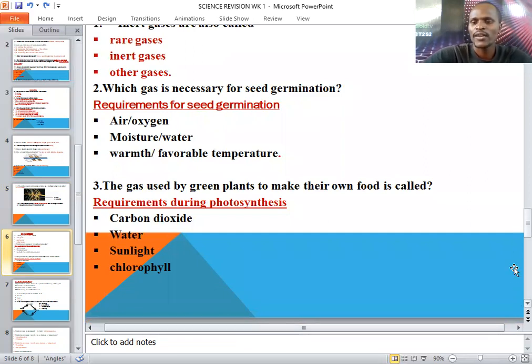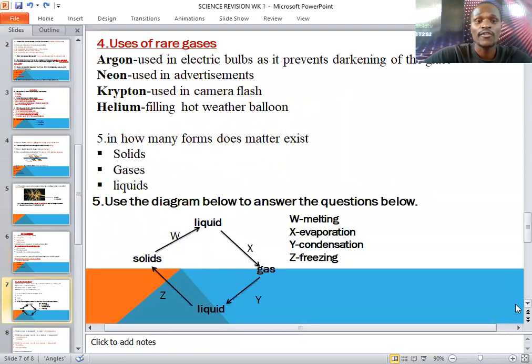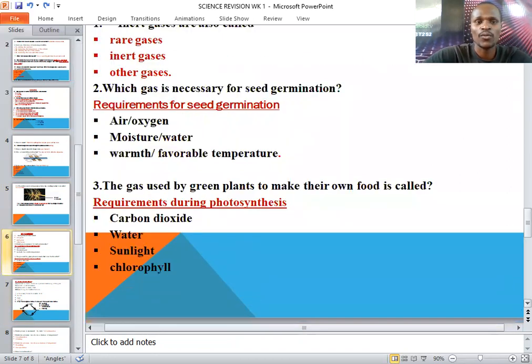So they're asking you which gas is required during photosynthesis. That was what the question was asking. Now, the requirement during photosynthesis, we need what? We need carbon dioxide, which is the gas. Apart from carbon dioxide gas, we require water, we require sunlight, and we also require chlorophyll. So apart from just a gas, carbon dioxide gas, you must also know the other requirements. So we also need those three other requirements.